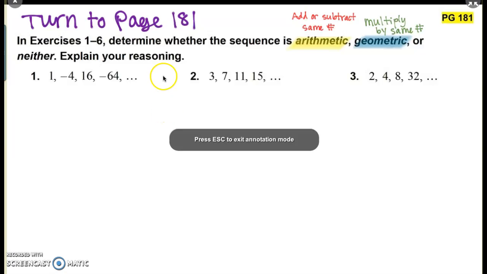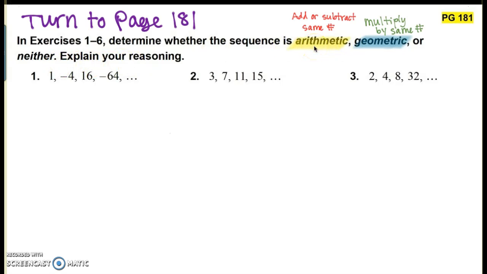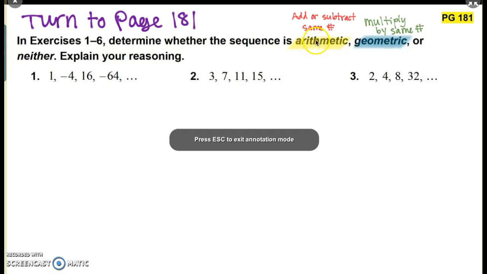Hey there, students. We'll be working out of page 181 today, and we are going to look at determining whether a sequence is arithmetic, geometric, or neither. Now, arithmetic we should be comfortable with by now, hopefully. We know that if a sequence of numbers is arithmetic, then you're either adding or subtracting by the same number.